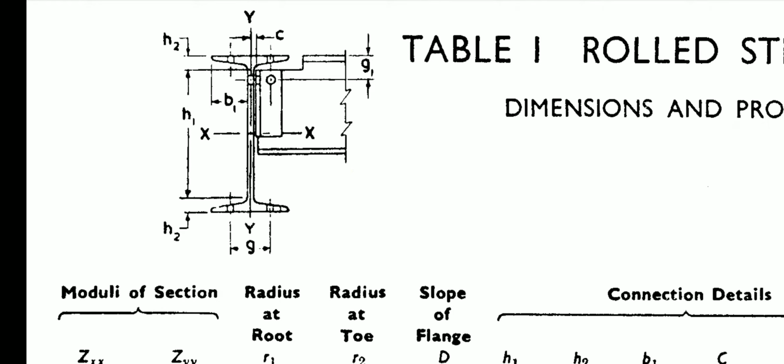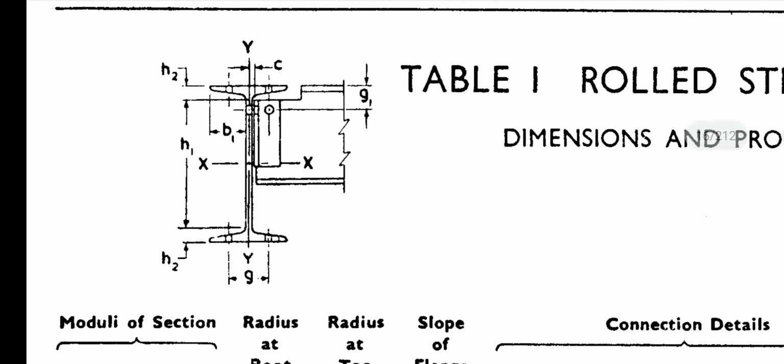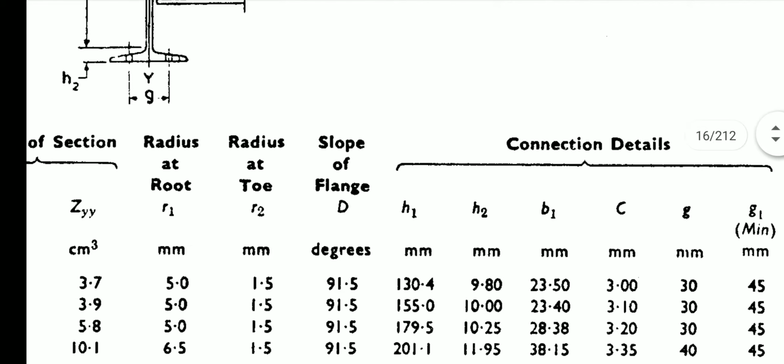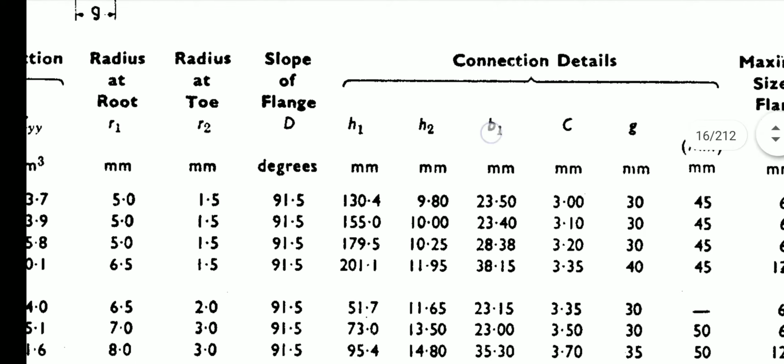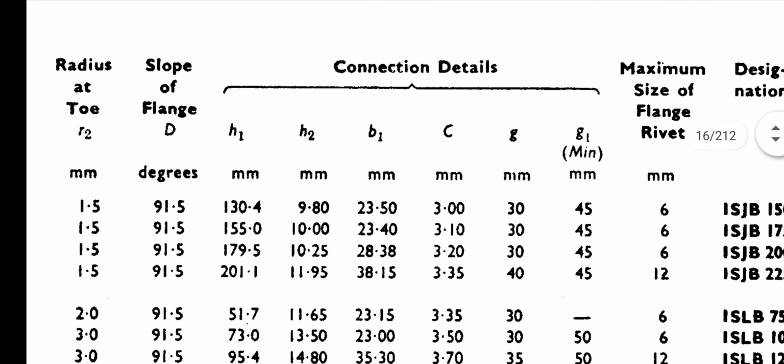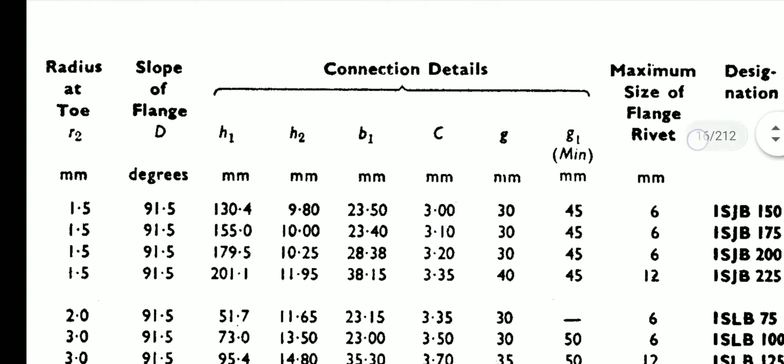G is the center to center distance between two bolts, that is, the gauge shown here on the box slides. G is given in Table 1, on page number 2. So here you can see G. If you take the example of any ISHB, ISJB 150, the G value is given as 30.